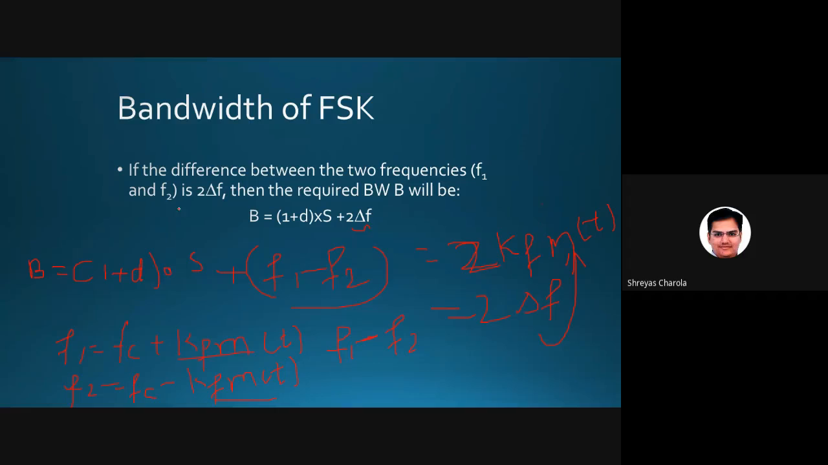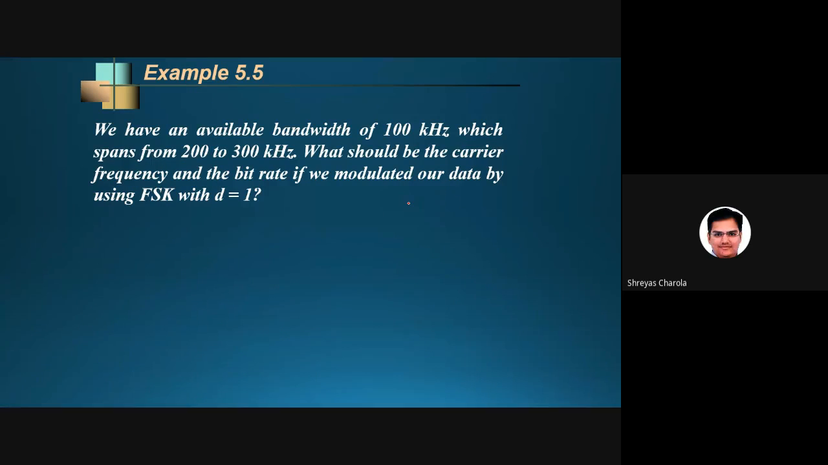Is that clear? So your bandwidth of FSK will be equal to 1 plus D into S, that is the baud rate, plus 2 times delta F. Delta F stands for K of m of t. Okay, find out this equation. What should be the carrier frequency? I need the value of the carrier frequency.